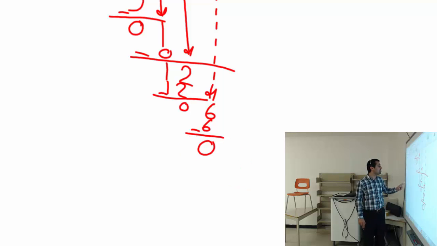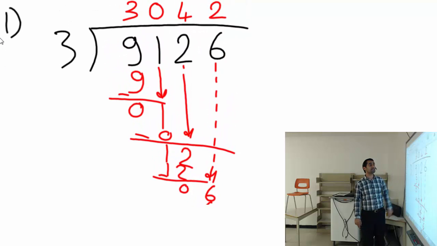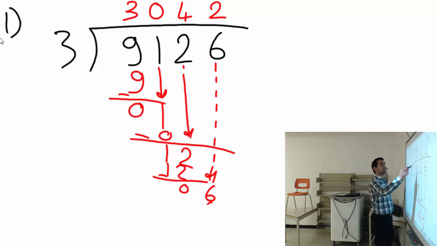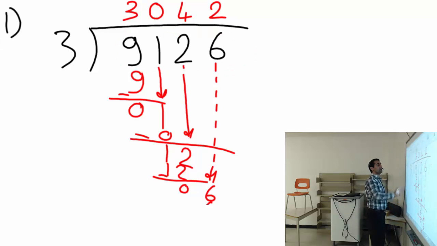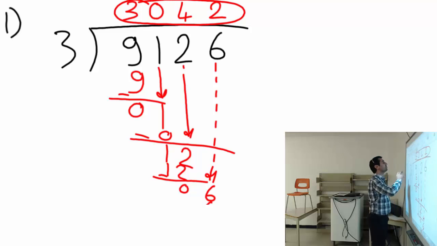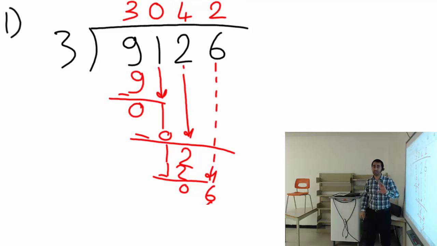So division is over. The answer is, when you divide 9,126 by 3, you will get 3,042. So that was example number 1. Please be patient with me. You'll see how exactly the same rule applies even for the most complicated question.